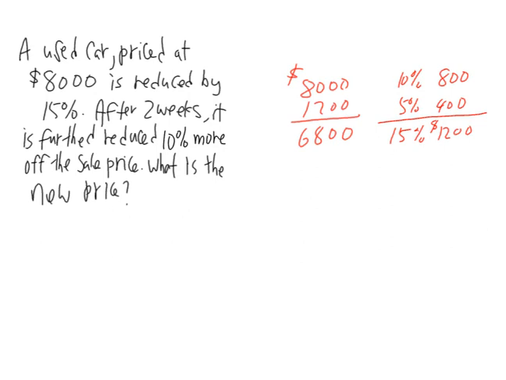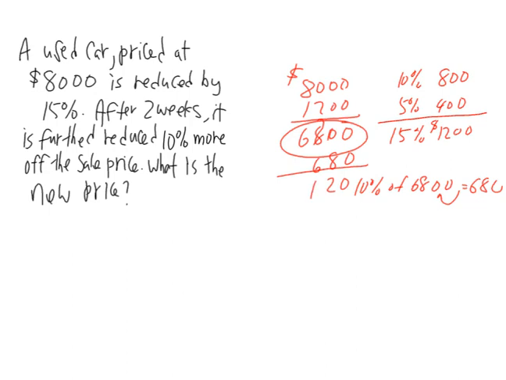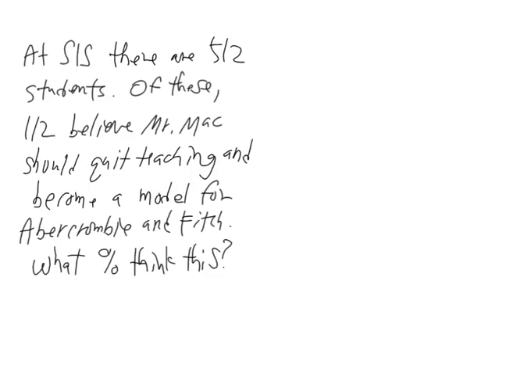So after 2 weeks, they have to reduce it 10% more. So we have to do 10% of this amount. Now 10% is easy because 10% of $6,800, we just have to move the decimal 1 place over, and we get $680. So subtract that discount from there, 680. You get 0, borrow, 2, 1. The final price of that car is going to be $6,120.